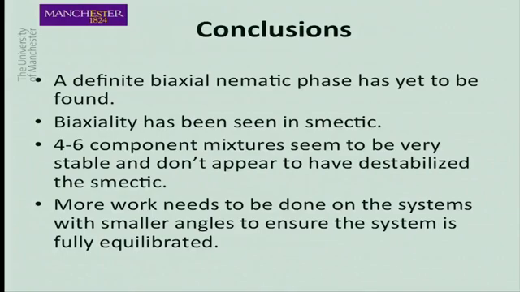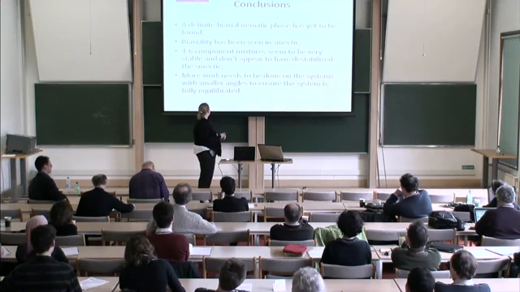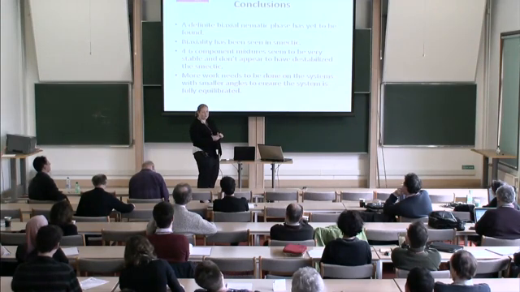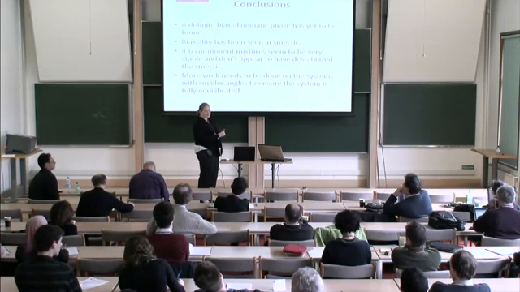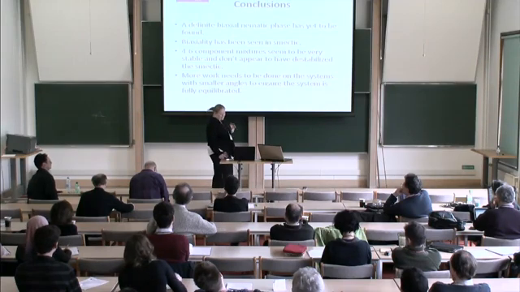We haven't defined a biaxial nematic yet by using more components. I've seen the biaxiality in the symmetric for the 6 component system. The 4 to 6 component mixtures seem to be surprisingly stable. Especially when I did the 10 degree angle at 125, it clearly formed ordered phases. There's quite a lot more work to be done on the smaller angles to see if I can get them fully equilibrated and stop this clustering from happening.